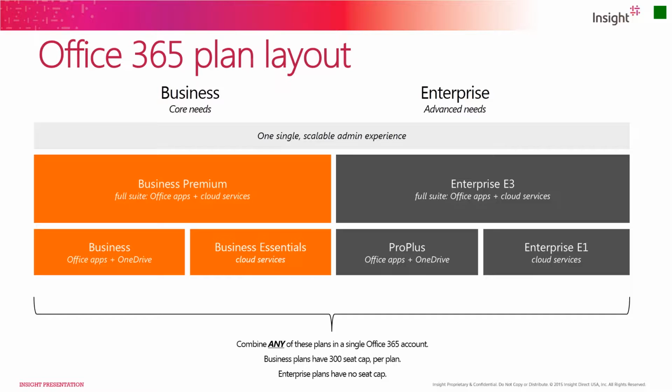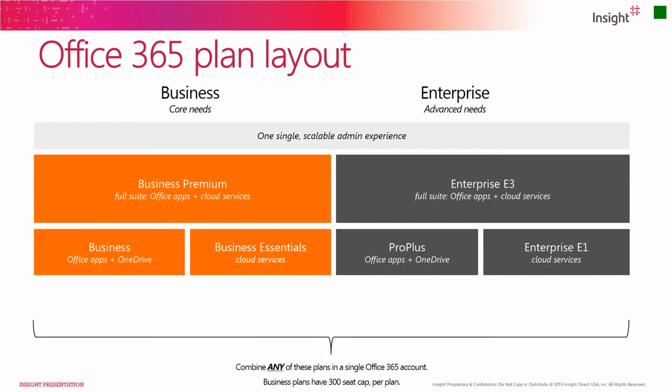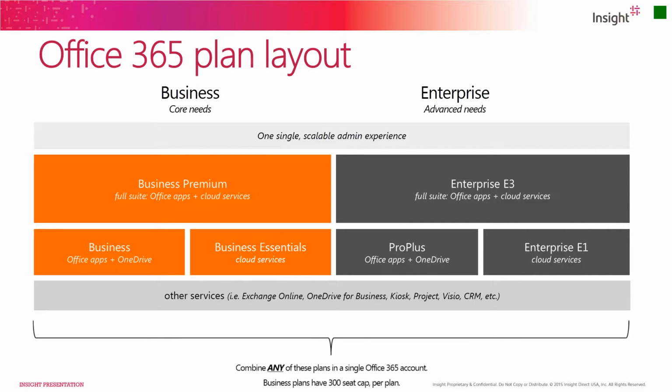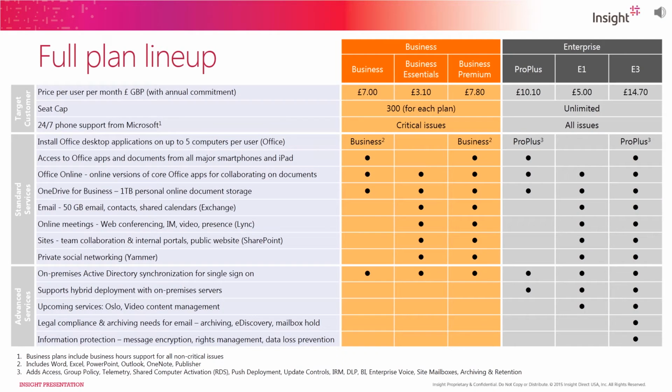So you may have some power users that are on something like Enterprise E3, whereas you might have some basic users that just want access to email. They may have Office already on the desktop, and they can use something like Business Essentials to do that. So then if we jump into the actual details of the plans, I'll give you a bit more information.